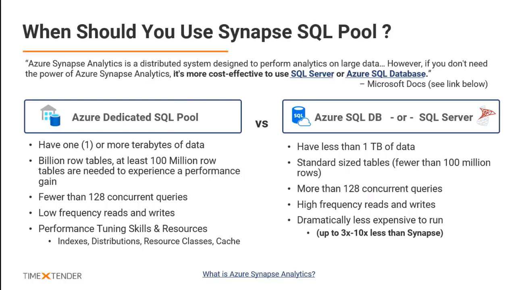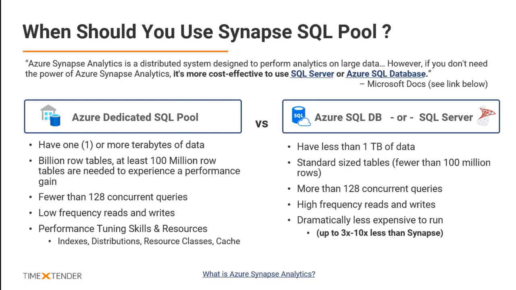Also, when you have billion row tables, you need at least 100 million rows in a table in order to start seeing the performance gains of the column store indexes that are done in Azure Synapse Analytics. So you really need some very massive, large fact tables in your data warehouse to start experiencing these gains. Otherwise, you might actually have queries that are quite a bit slower than Azure SQL Database.